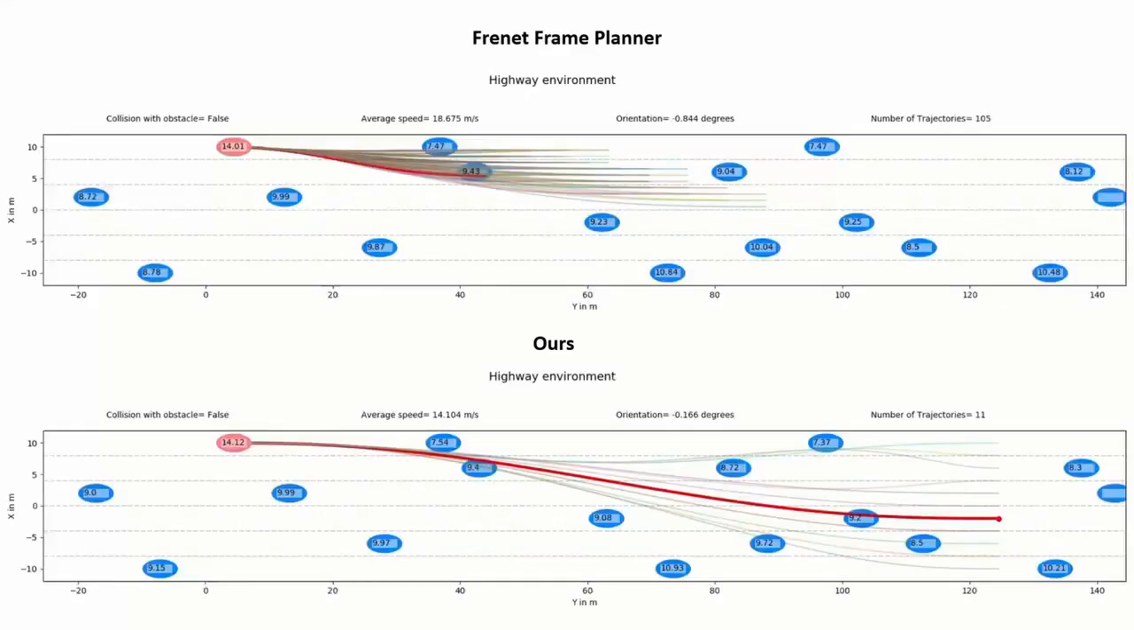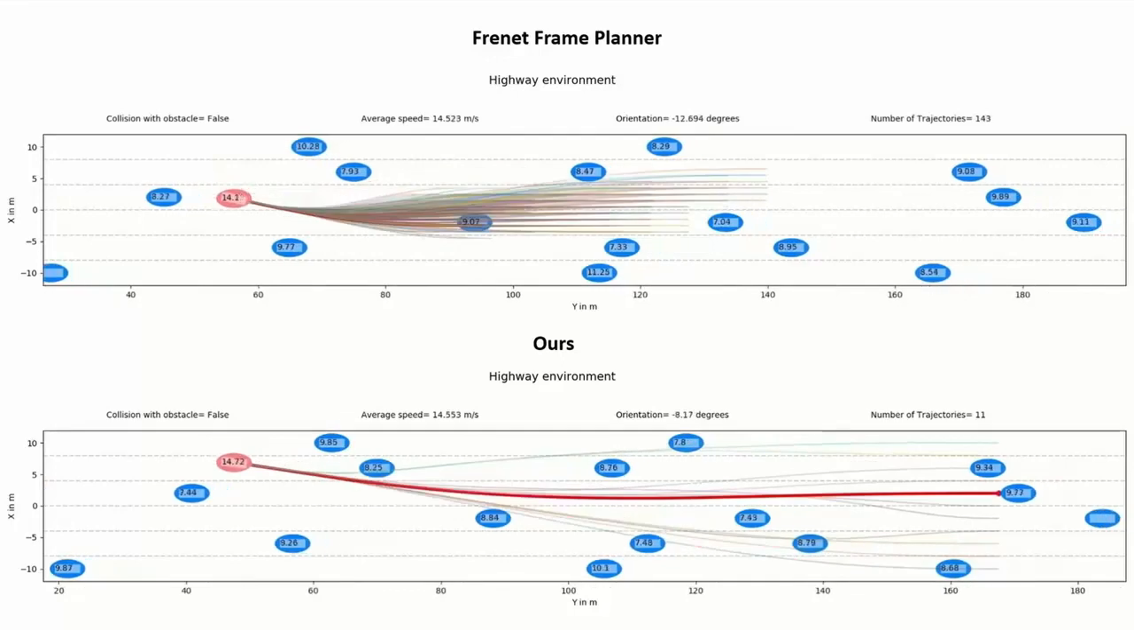We now present a comparison of our batch optimizer with the Fresnel frame planner. Fresnel frame planner is a trajectory sampling approach. Importantly, the collision avoidance and kinematic constraints are ignored while generating the trajectory samples. As a result, the resulting trajectories need to constantly apply high accelerations in linear and angular space to avoid collisions.